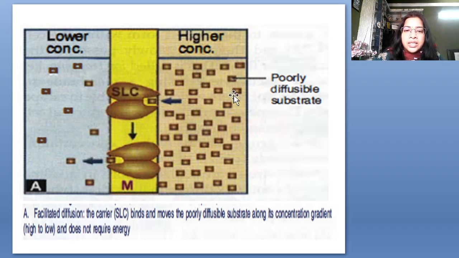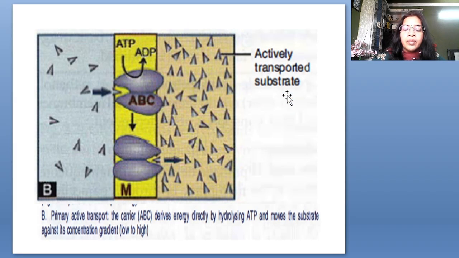So in this diagram, we can see that facilitated diffusion is carrier mediated. Here, for example, SLC is a carrier which binds and moves the poorly diffusible substrate along its concentration gradient, high to low, and does not require energy. This is an actively transported substrate, ABC. In primary active transport, the carrier ABC derives energy directly by hydrolyzing ATP to ADP and moves the substrate against its concentration gradient, which is low to high.